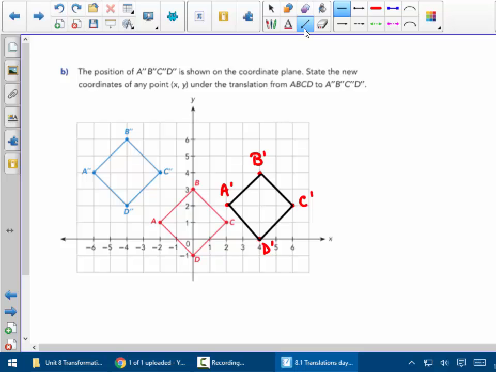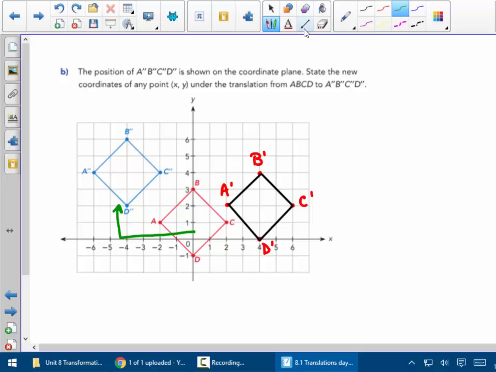Part B here says, the position of A double prime, B double prime, C double prime, D double prime is shown. So they've already drawn it for us. State the new coordinates of any point x, y under the translation from this original figure here to this figure, the double prime figure.